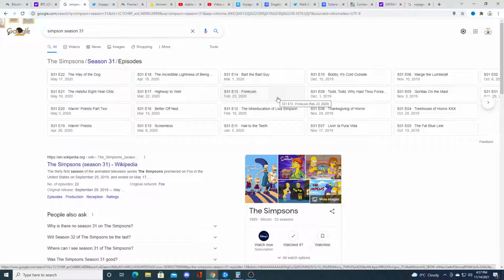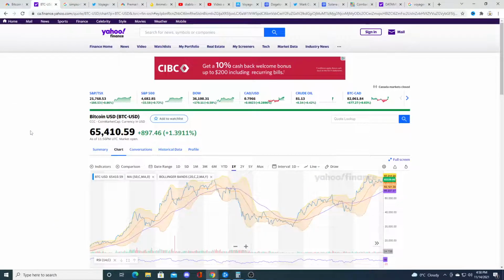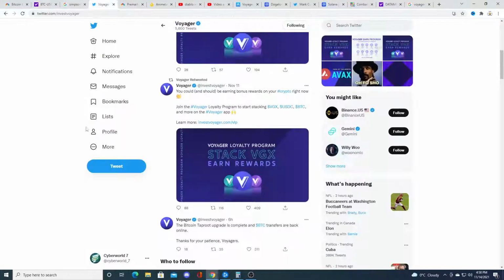Funny, The Simpsons, they mentioned cryptocurrencies many times. I think Bitcoin cryptocurrency will be in our future. I mean, that's what I think. But there was a prediction made by the CEO of Voyager, saying that by the end of this year, Bitcoin will hit 100k.